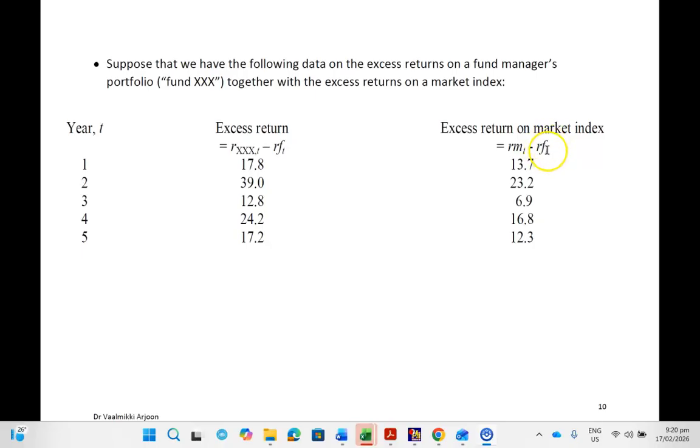RF is the risk-free rate at time t. This is the portfolio return, RXXX at time t, minus the risk-free return at time t. This is the risk premium on the portfolio, and this is the risk premium on the market portfolio. So we want to see how this excess return on the market index, which is X, affects the excess return on the portfolio index, which is Y. In other words, we are basically looking at a capital asset pricing model framework.